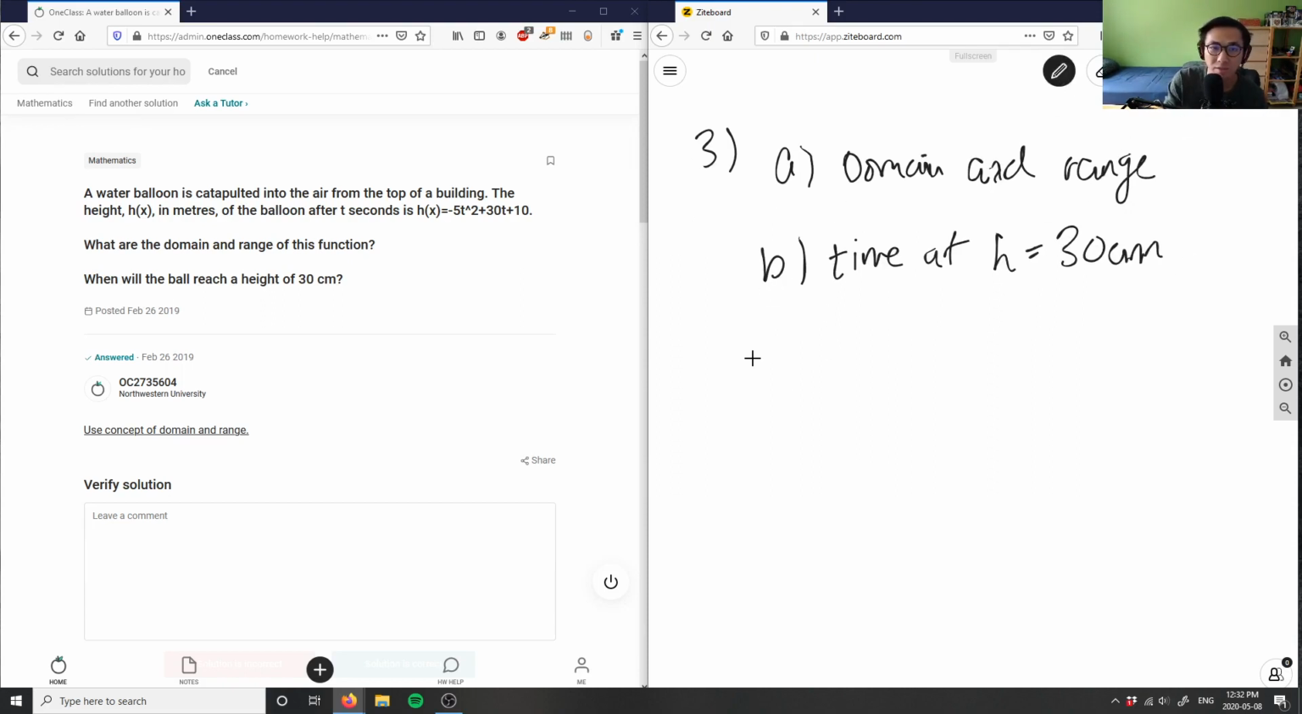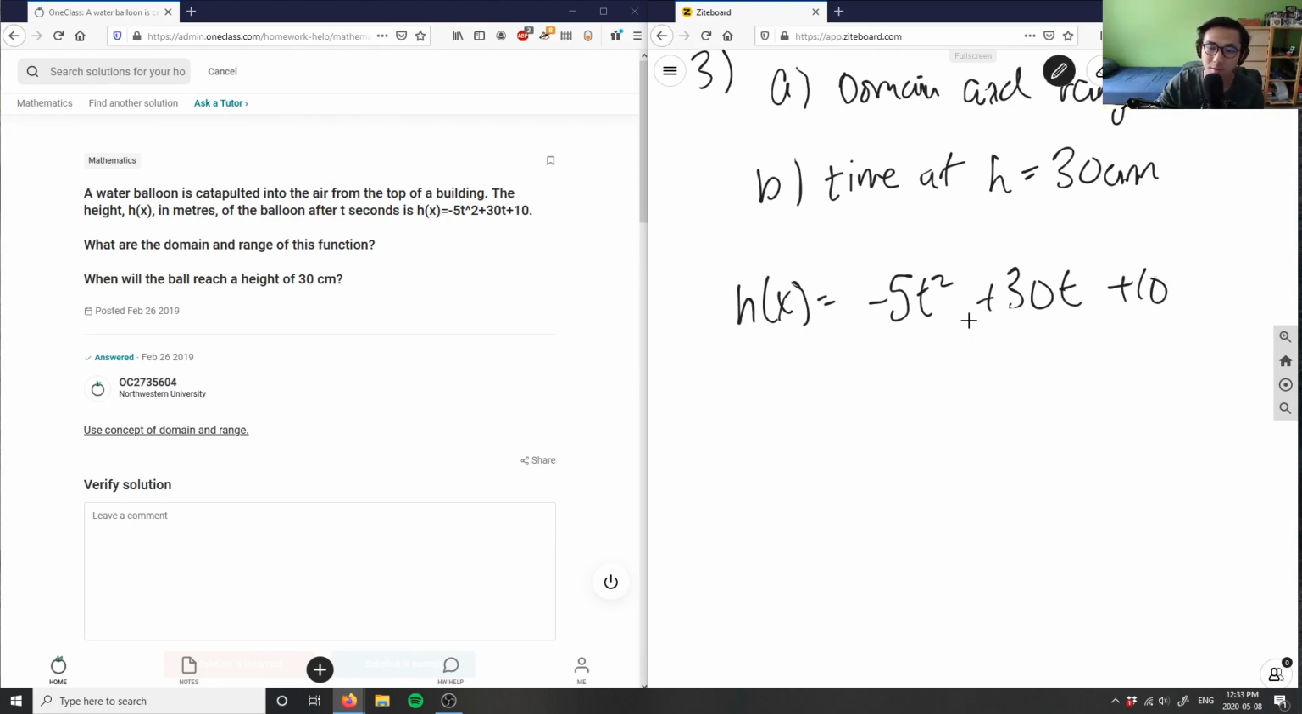So I'm given the function h(t) = -5t² + 30t + 10, and we're looking at what is the domain and range. If you look at this function, we can solve it either graphically or algebraically. In this case, we'll probably do an algebraic one, though I could graph this using Desmos, or solve for the intercepts and the graph. So let's solve this algebraically.